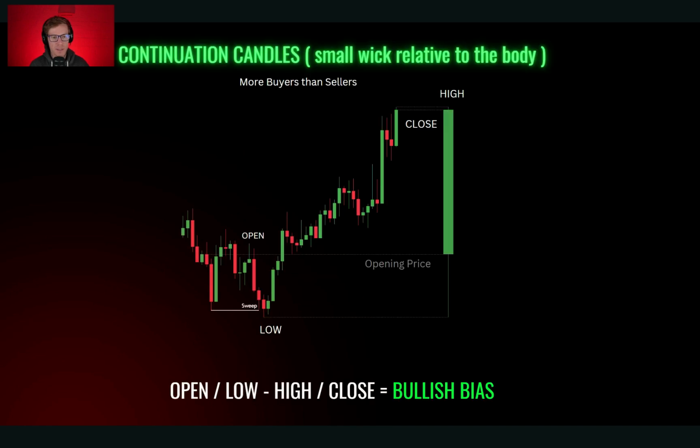So let's look deeper at these continuation candles. They usually have small wicks relative to the body. This is letting us know there's more buyers than sellers in the market. And you can see if you look at this higher time frame candle, we get the opening price over here. Then it goes open, low, high, close, which is letting us know this is a bullish setup.